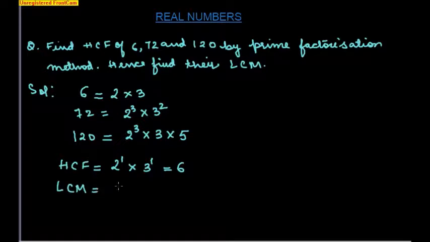Now for the LCM, I write down all the factors involved, that is 2, 3 and 5. As you can see, the highest power of 2 is 3, the highest power of 3 is 2, and for 5 we have 1. So when you multiply, you get the LCM as 360.